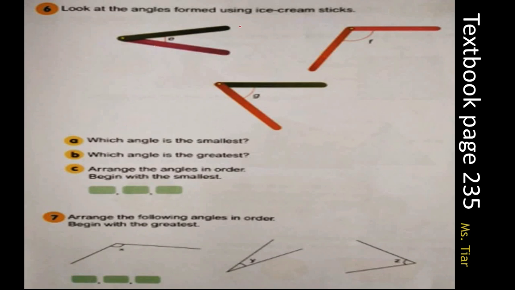Over here we have 3 pairs of ice cream sticks. We have E, F, G. Now let's check which one is the smallest. You have to find the pair of sticks which is very narrow, right? So we have E. So you're going to put here E for the smallest angle. For the greatest one, find the pair of sticks which opens a bit wider than the others. So we have F, so you will put F here. G and F, if you compare them, F is wider than G, right? So the angle of G is smaller than F.